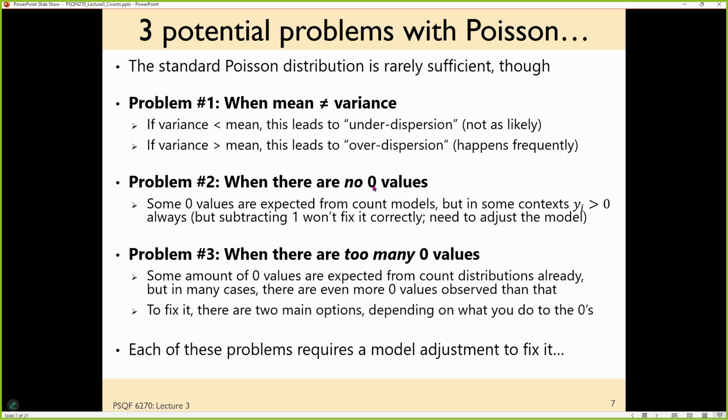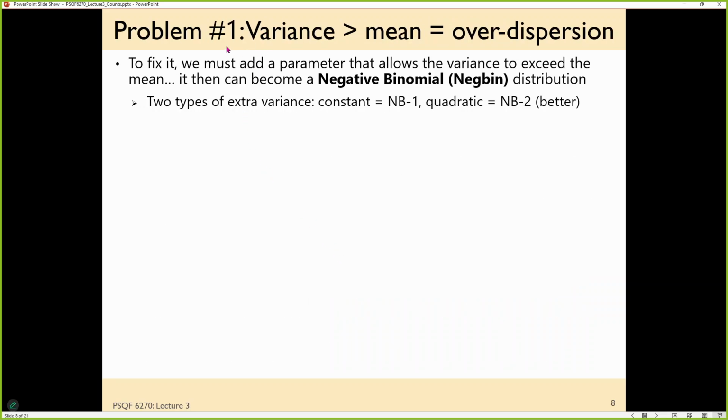When there are no 0 values is the second problem. So not all counts start at 0. And when I first saw this, I was like, well, I can fix that. I'm just going to subtract 1. Problem solved. Doesn't work. We need a different distribution that doesn't have zeros in it, is the answer. And number 3 is when there's too many zeros. Then we have to do something about it. Is that the hurdle? That's one solution to it. Well, I'm going to say it's not. Yep, that's one solution.